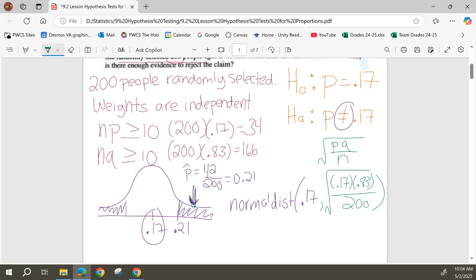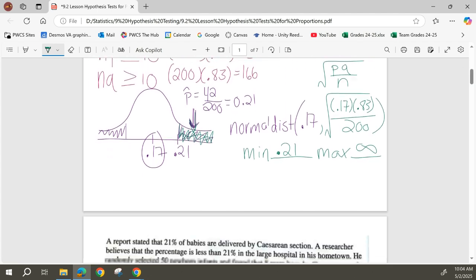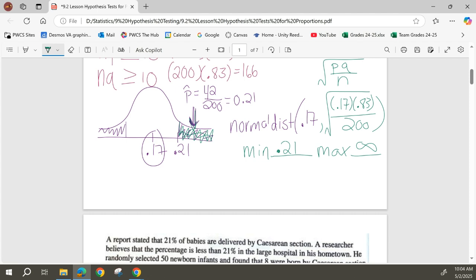I'm finding this area right here, right now. So when I'm telling it my minimum in Desmos, my minimum for that area is 0.21 because it's on the left. And my maximum is infinity because that thing goes to the right forever. And so when I put this into Desmos just the way I wrote it, I'm going to get 0.066. I probably rounded that.